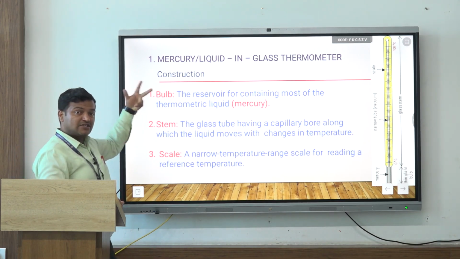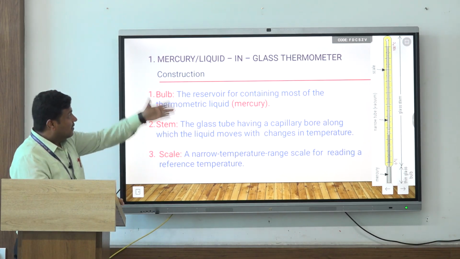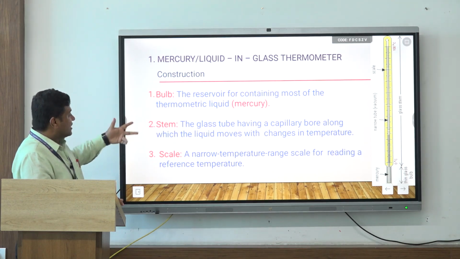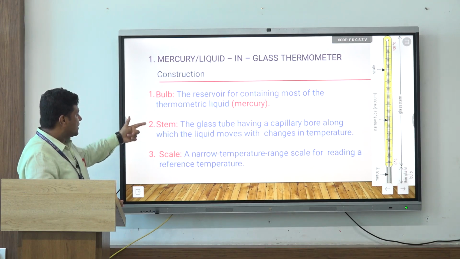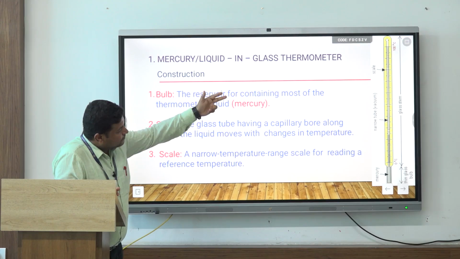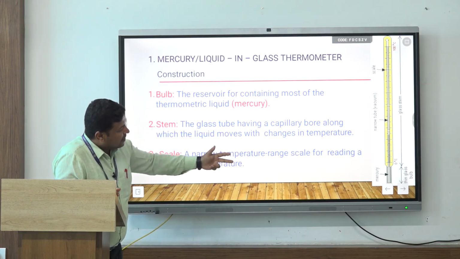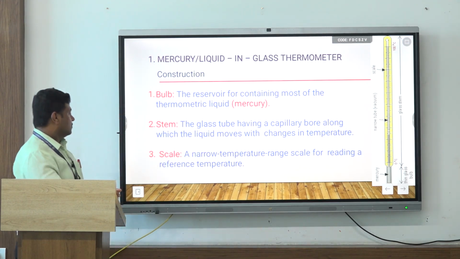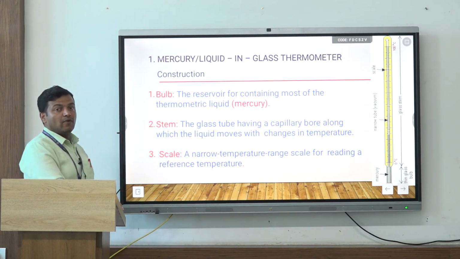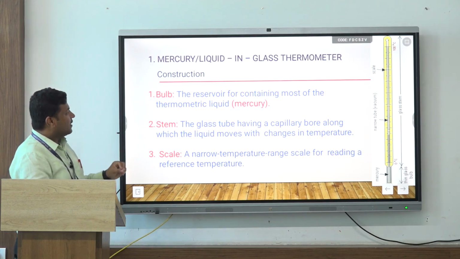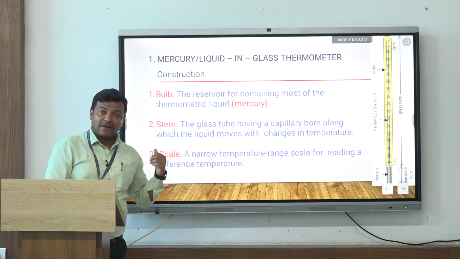First we will see the construction. That instrument has three sections: bulb, stem and scale. You can see the scale there, the whole glass stem is there, and the mercury is at the bottom. First we will see the bulb. The bulb is the reservoir containing most of the thermometric liquid; they have taken mercury.